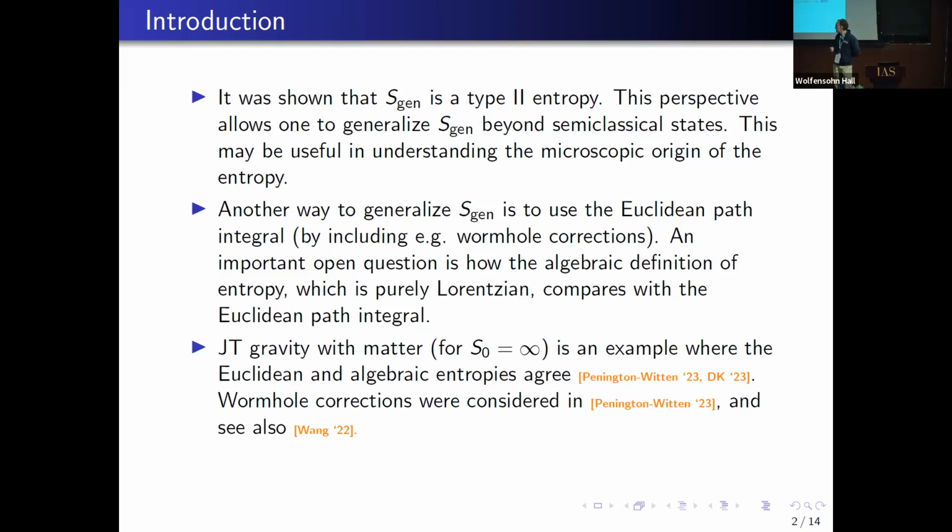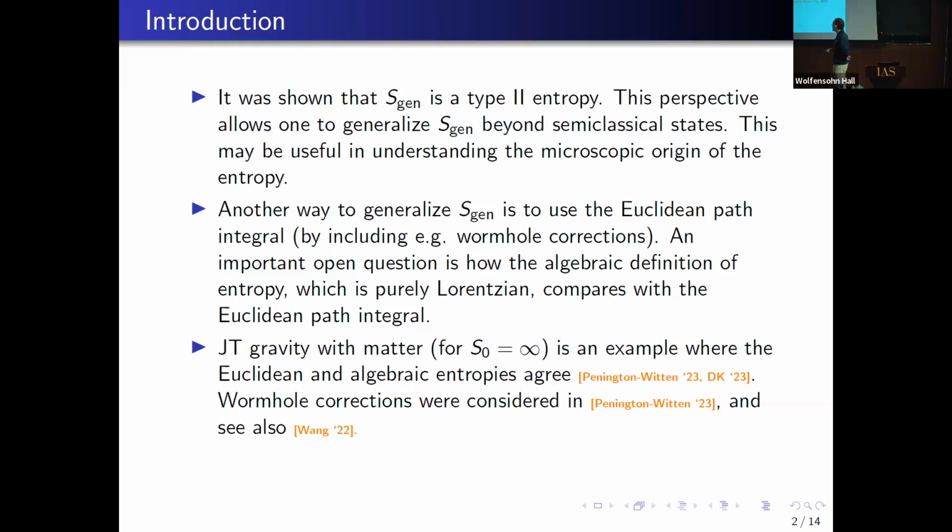Furthermore, wormhole corrections were considered in the Pennington-Witten paper. There, the Hilbert space also contained the Hilbert space for baby universes. And the von Neumann algebra there acts on this Hilbert space, and its type 2 entropy agrees with the wormhole-corrected entropy from the Euclidean path integral.